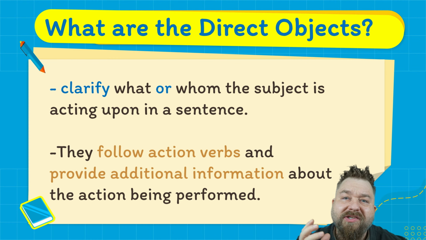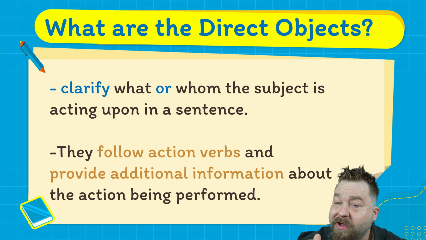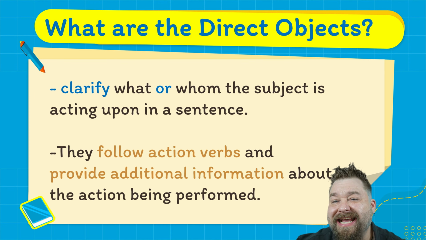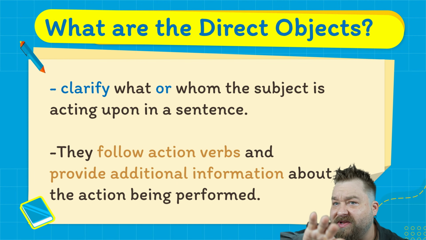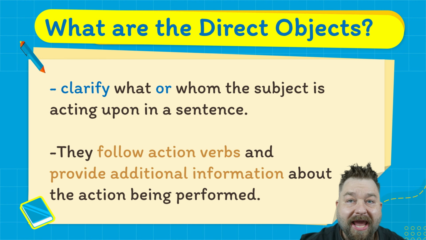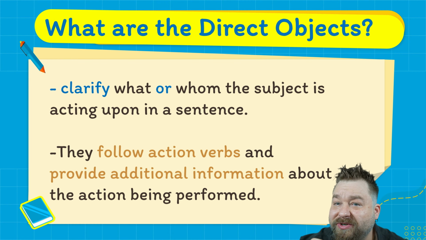So what else do direct objects do? Well, they clarify what or whom the subject is acting upon in a sentence. Where is that action going? You're doing something, but you're doing something to what? And they also follow the action verbs and provide extra information about the action that is happening to that noun or pronoun.